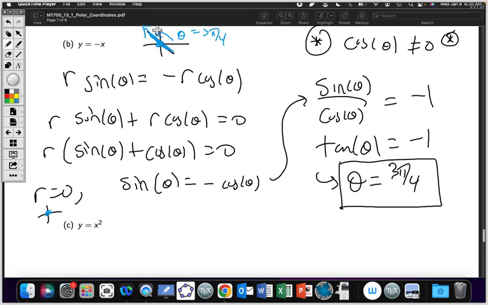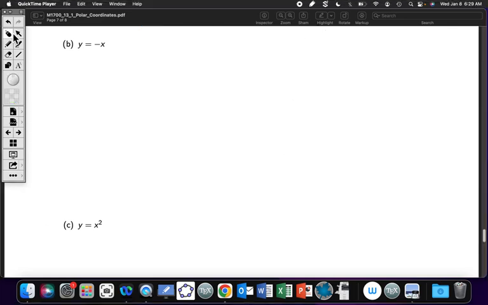If R is positive, we'll be heading off into quadrant 2. If R is negative, we'd be heading off into quadrant 4. Okay. So you'll see in general that lines through the origin are going to correspond to constant theta values, and we'll talk more about that in the next section.